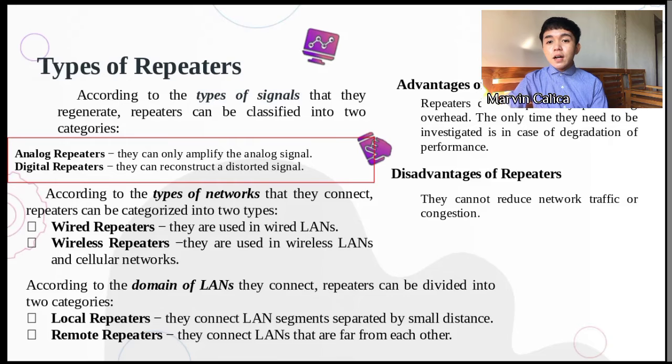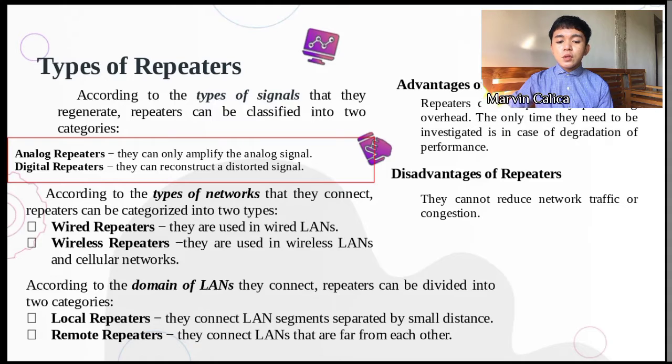So furthermore, by the domains of local area networks they connect, repeaters can be divided into two categories. Local repeaters connect local area network segments separated by a small distance, meaning it only covers a single location. And remote repeaters connect local area networks that are far from each other, for example, campus.